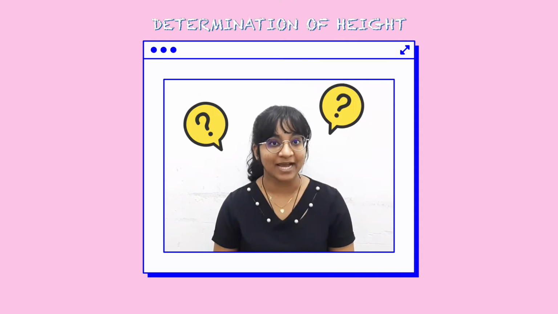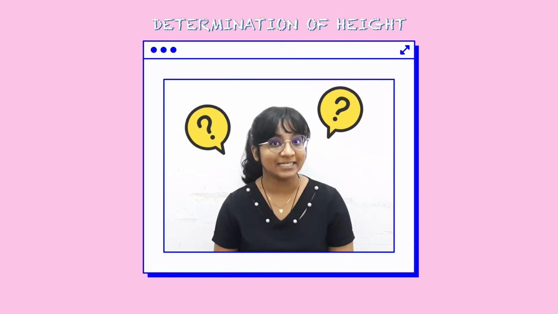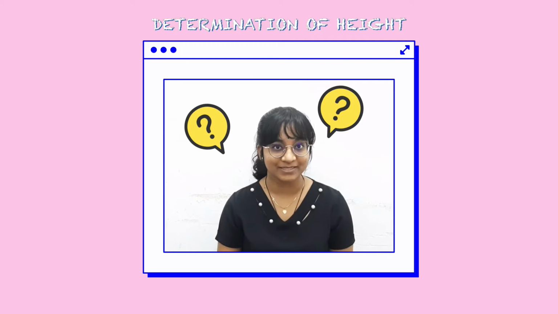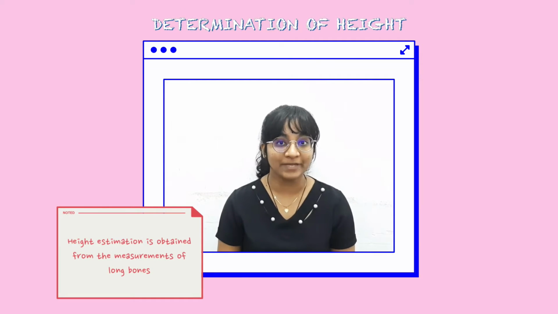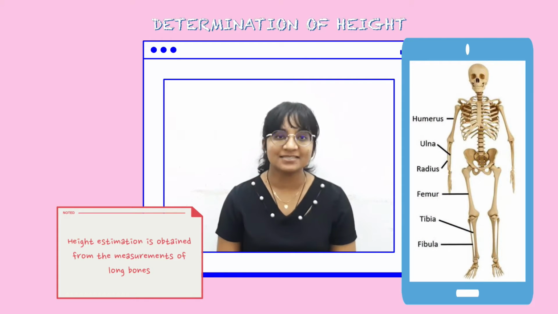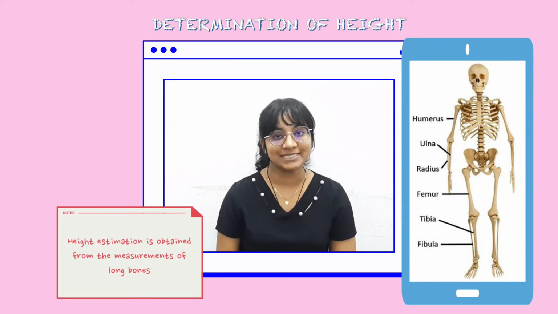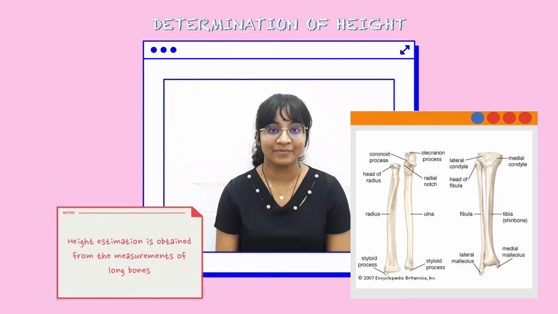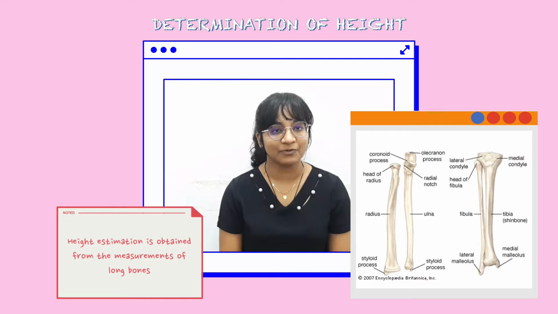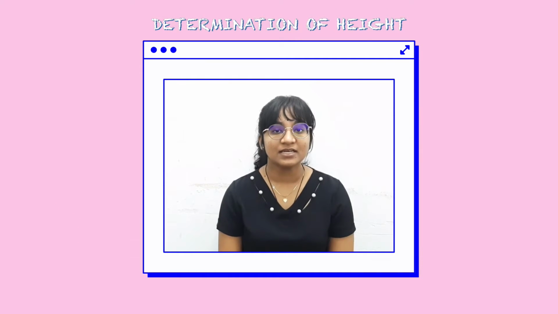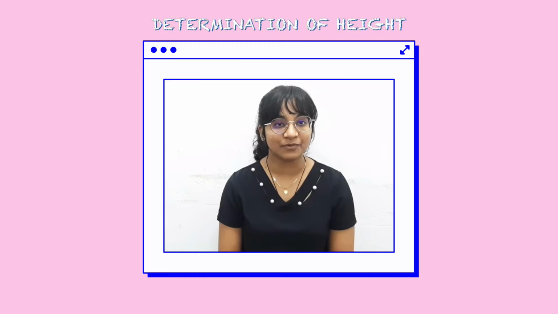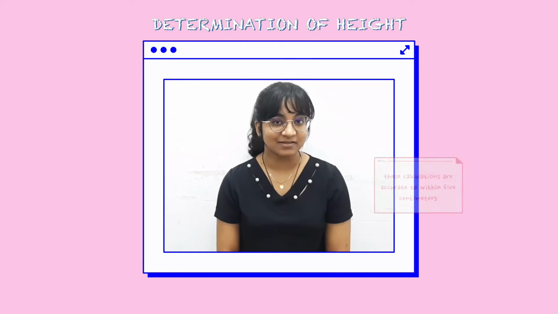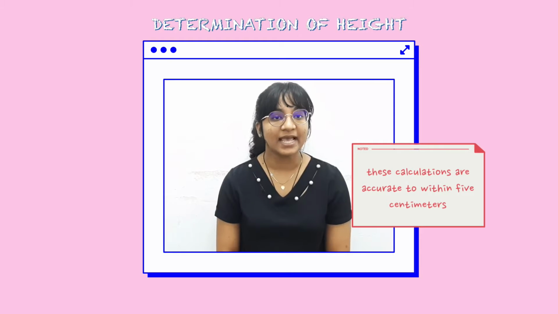You know that the estimation of height is part of the identification process that is important when dismembered body parts are found. Yes, height estimation can be obtained from the measurement of long bones such as the humerus, the upper arm bone, the femur, the thigh bone, and the tibia, the lower leg bone. If these bones are unavailable, then bones like the ulna and radius, found in the forearm, and the fibula, the calf bone, can also provide a good range of height. The measurements will be used in a regression formula to estimate height, but these calculations are accurate to within 5 centimeters as they do not predict the exact height of an individual.